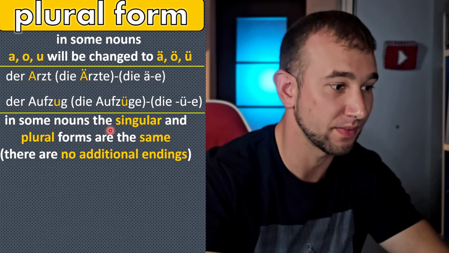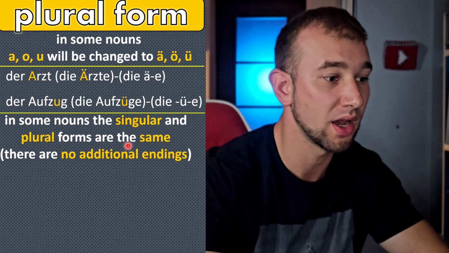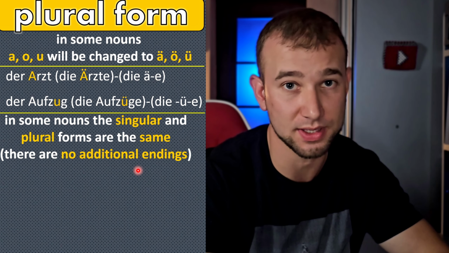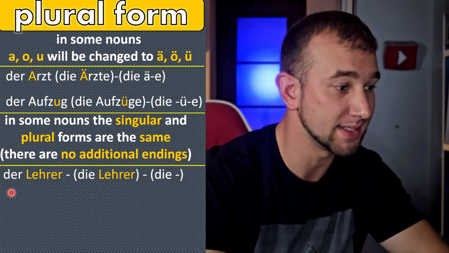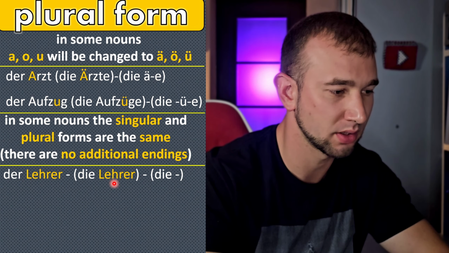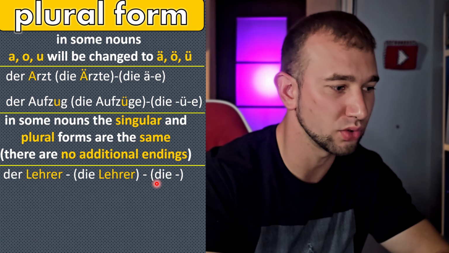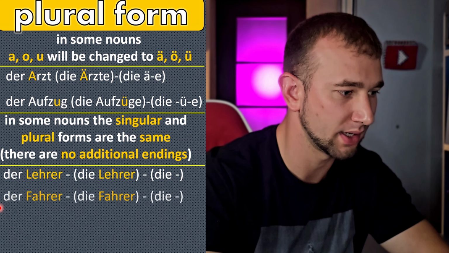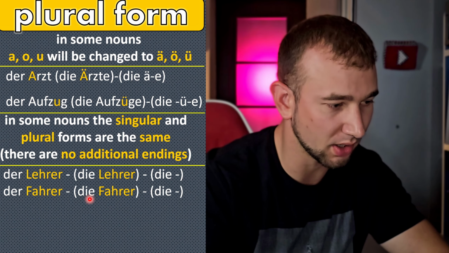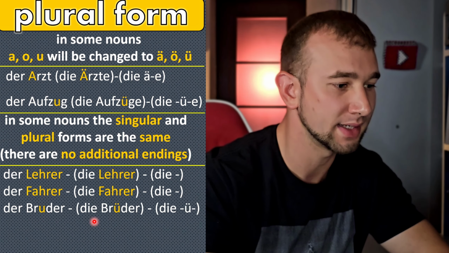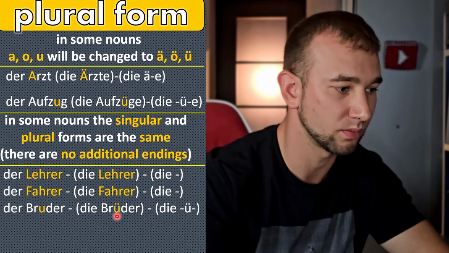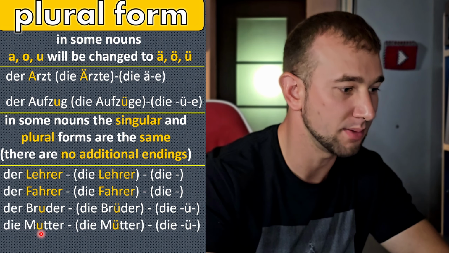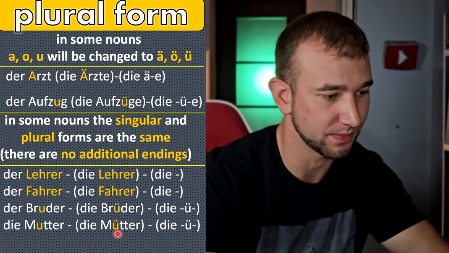In some nouns, the singular and plural forms are the same, or there are no additional endings in these words. For example, der Lehrer, die Lehrer. So it is only necessary to change the article. Der Lehrer, die Lehrer. Der Fahrer, die Fahrer. Der Bruder, die Brüder. U is changed to U umlaut. Die Mutter, die Mütter. The same.